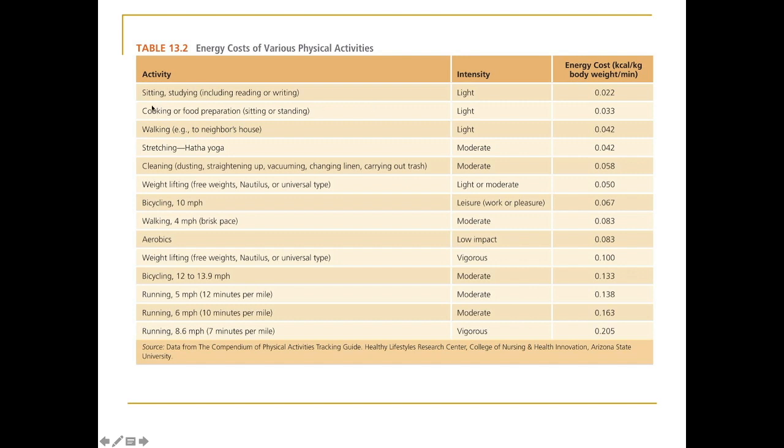Now, on the other end of the spectrum, running at a 7-minute mile is a vigorous activity that burns 0.205 calories per kilogram, which is a little bit less than 10 times as many calories. And obviously there's a spectrum of these in between, and there are more complete lists that you can find on the internet that will give you the same information for a bunch of different activities. However, you can probably figure out a number for your own physical activity based on this list.